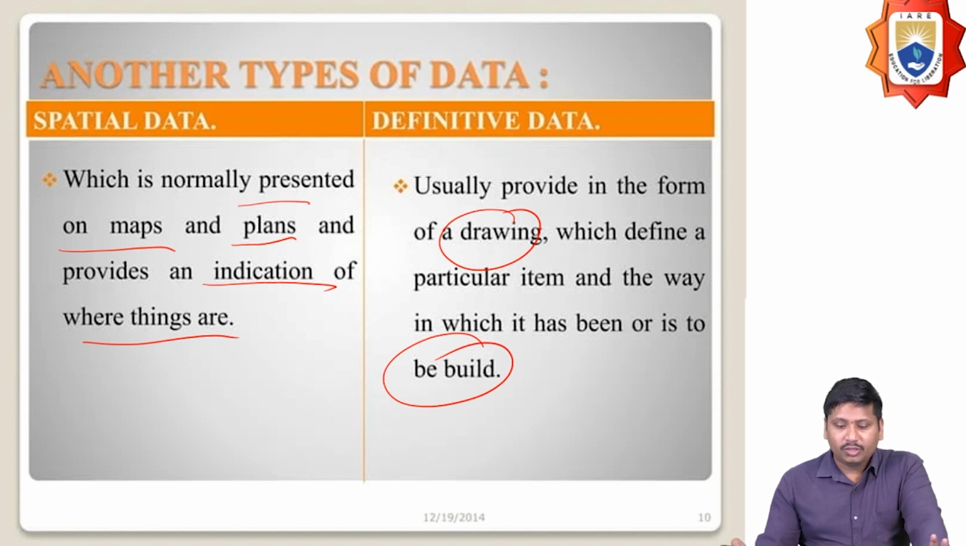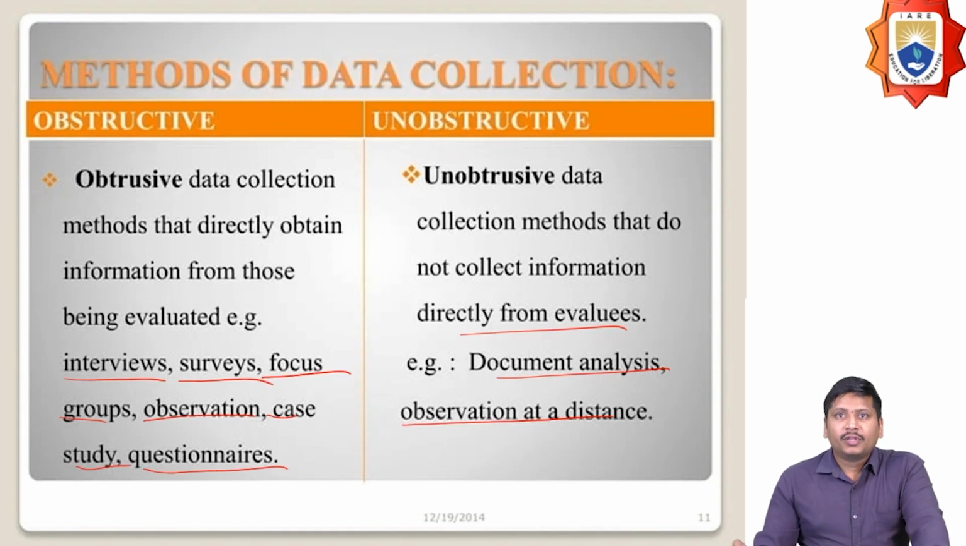The spatial data is normally presented in maps or plans and provides an indication of where things are, whereas the definite data is going to be drawn from drawings. And the methods available for data collection are abstractive and unabstractive. Abstractive is the data we collected through interviews, surveys, focus groups, and observation, like this, right? And similarly, unabstractive means we can collect the data through information from various values.